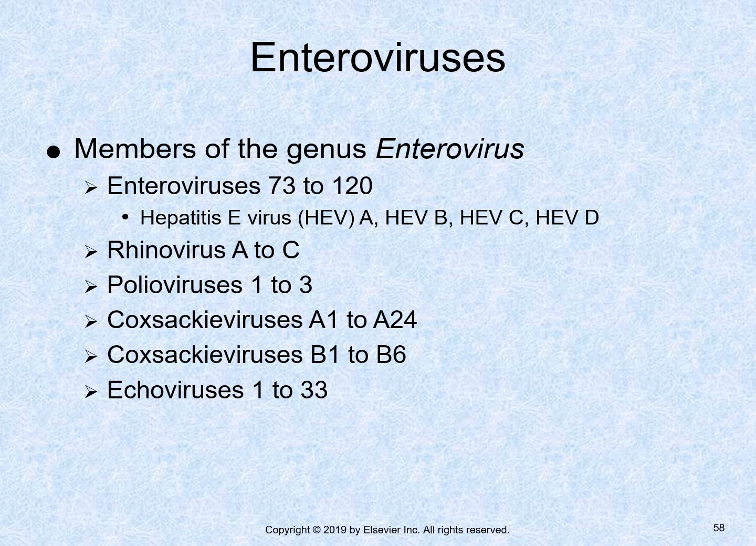Enteroviruses are members of the family Picornaviridae. The enteroviruses found in the genus Enterovirus include enteroviruses 73 to 120, rhinovirus A to C, polioviruses 1 to 3, Coxsackie viruses A1 to A24, and Coxsackie viruses B1 to B6, and echoviruses 1 to 33.